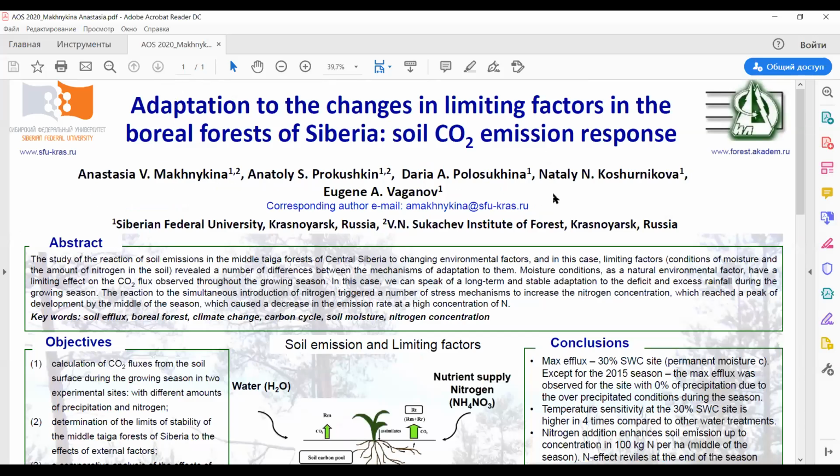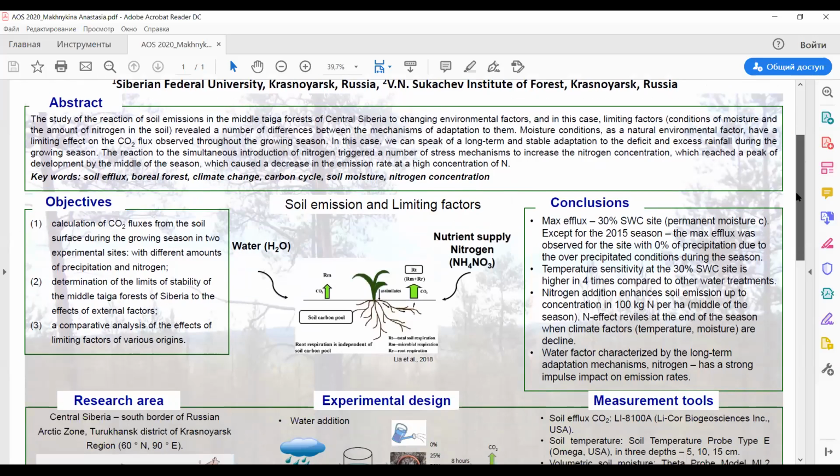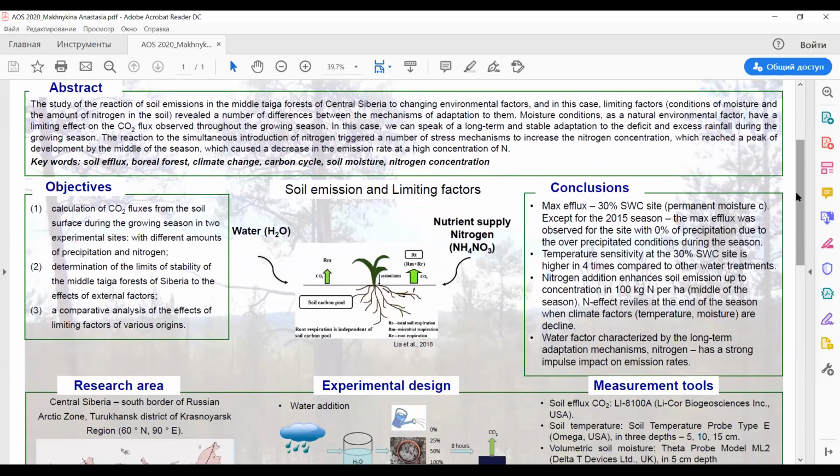today I'd like to present to you my research about the adaptation to the changes in limiting factors in the boreal forests. As you know, the boreal region is a really sensitive region to different factors, which can be of different origin, like anthropogenic origin, like nutrient supply, for example.